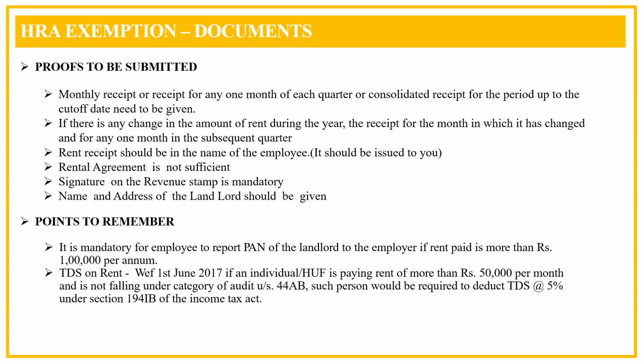So now let's see what are all the proofs to be submitted for claiming this exemption. Rent receipt has to be submitted. It can be annual or monthly or quarterly receipt. In whatever way your employer advises you to submit, you can submit in that way. But in case of different rental locations, for example, if a person has shifted from one place to another, he has to submit the receipt for both the places, because the receipt should carry the name and address of the landlord. So it is very important to submit the rent receipt if the person has resided in more than one or two places in a particular financial year.